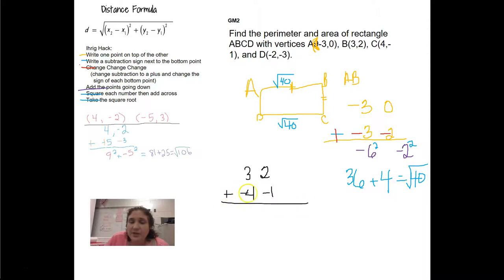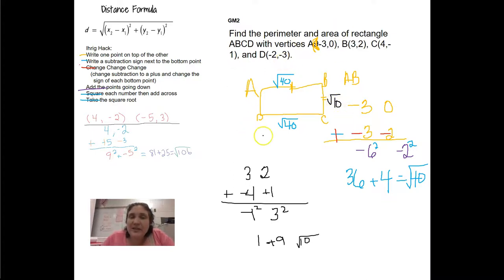Subtracting, change, change, change. 3 plus negative 4 is negative 1 squared. It's positive 1. 2 plus 1 is 3. 3 squared is 9. Add it up, 10. Draw your square root. So now we know this side is the square root of 10. So I made these numbers up, so it's definitely not pretty.